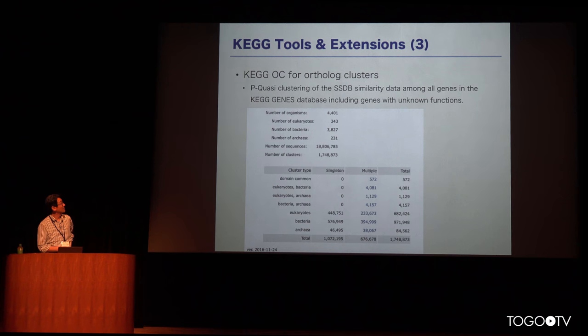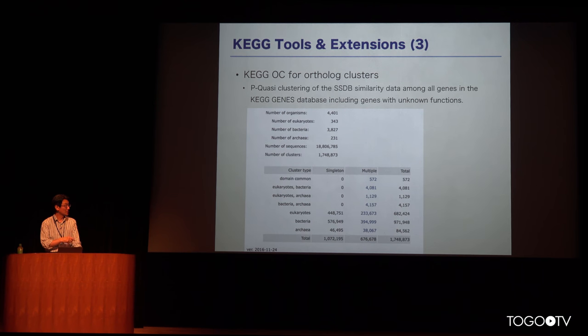And another related tool is ortholog cluster for KEGG genes. The KEGG orthologs is a manually annotated database, so it doesn't include any orthologs without known functions. So we computed all the ortholog clusters by using the peak SI clustering algorithm to create the ortholog database. And currently we have 4,000 species and this number of the ortholog clusters.